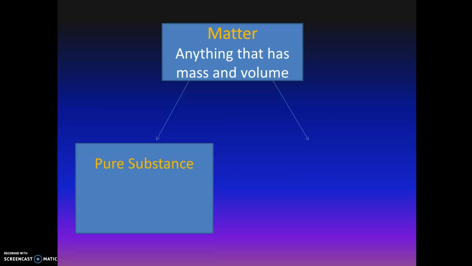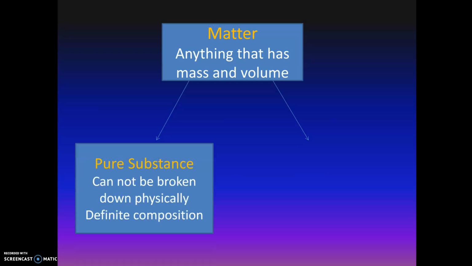You have pure substances. A pure substance cannot be broken down physically. When we say physically, we're meaning you literally take it with your hands and pull it apart, for example, or other physical processes that we'll talk about. A pure substance has what you call definite composition, which means it goes together the same way every time. So for example, water is a very common example. It's always H2O.